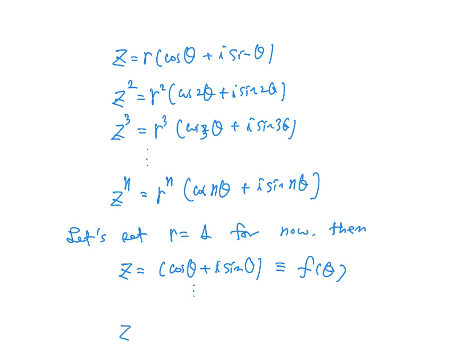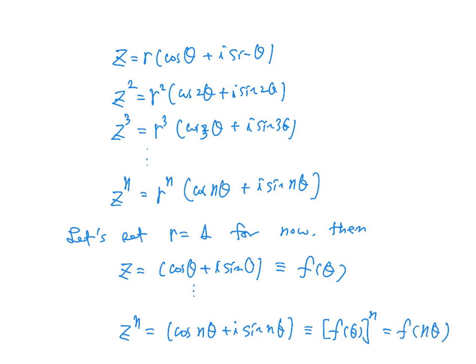And z to the n is cosine n theta plus I sine n theta, which is basically f theta to the n, and also the same as f of n theta. Very interesting function, right? There is a function such that if you take the power of n, it is the same as you just change the argument by n.